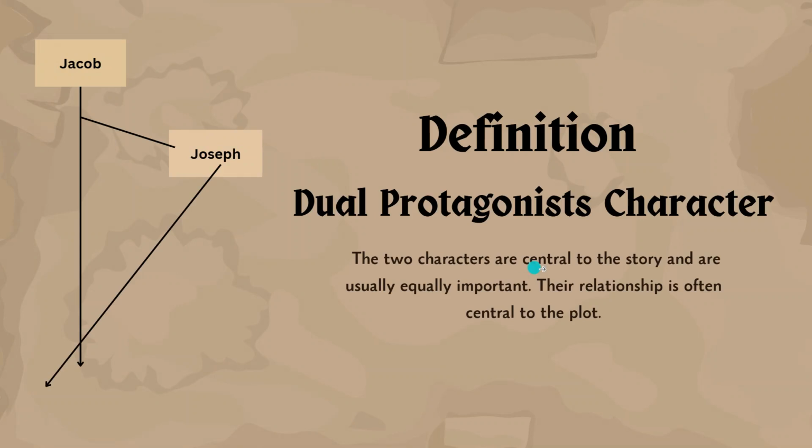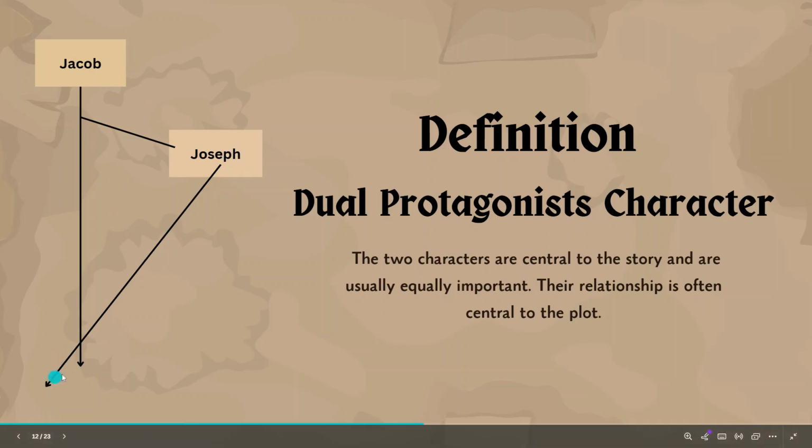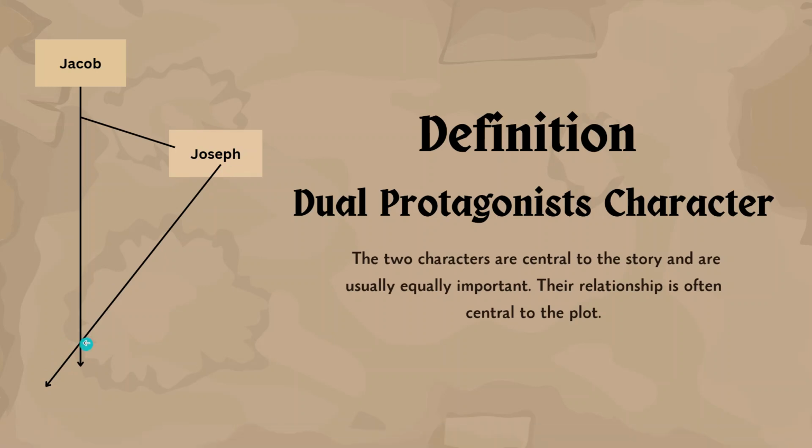The definition of dual protagonist characters: the two characters are central to the story and are usually equally important. The relationship is often the center of the plot. So the story of Joseph comes out of the story of Jacob. Jacob lived until Joseph came back to him, when they met again in Egypt.